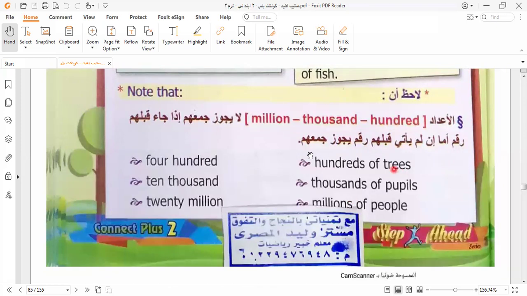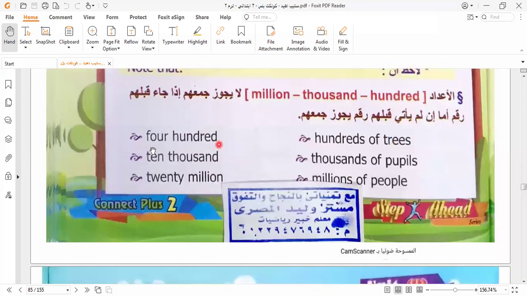As we told you, you don't put "s" when we have a number before this unit. Before hundred, thousand, million, you can say what? Hundreds of trees, thousands of pupils, millions of people. So when we talk about these units without a number, we say hundreds, thousands, millions.